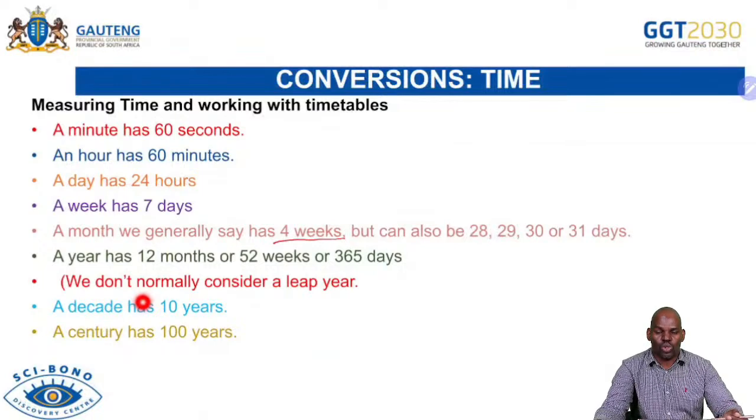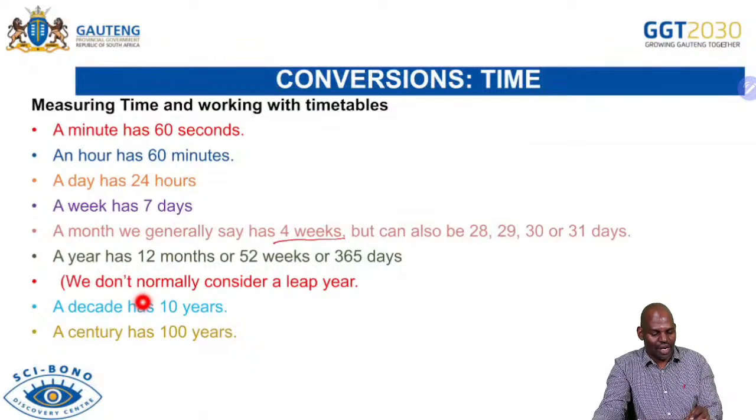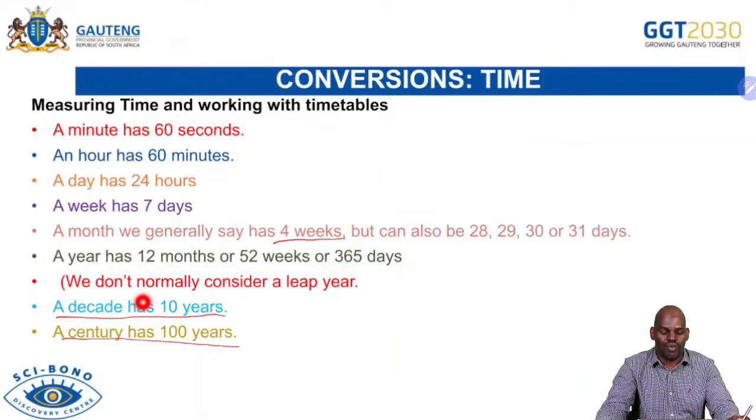In most cases, we talk about a normal year, which is 365 days. But if it's a leap year, then that will be 366 days. A decade is a period of about 10 years, and a century is a period of about 100 years. All this information, boys and girls, you need to know by heart because the examiner might not give it to you in some cases.